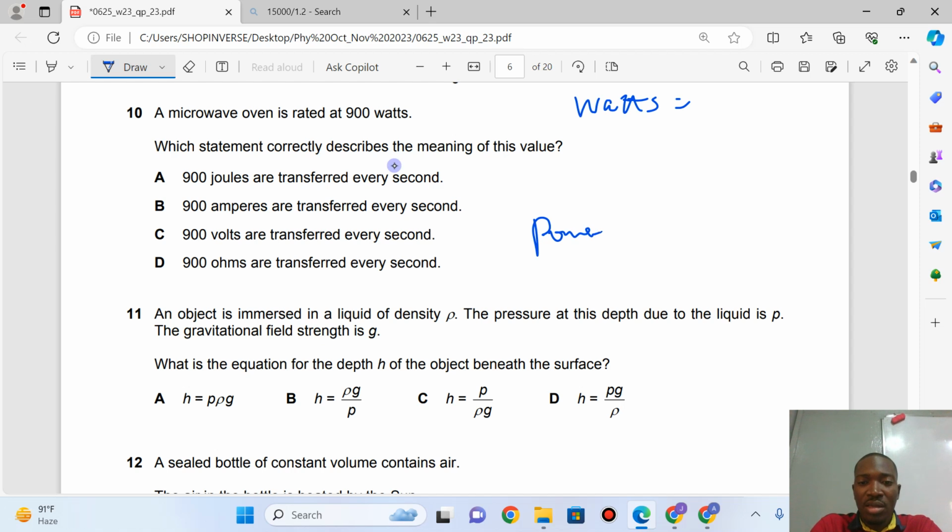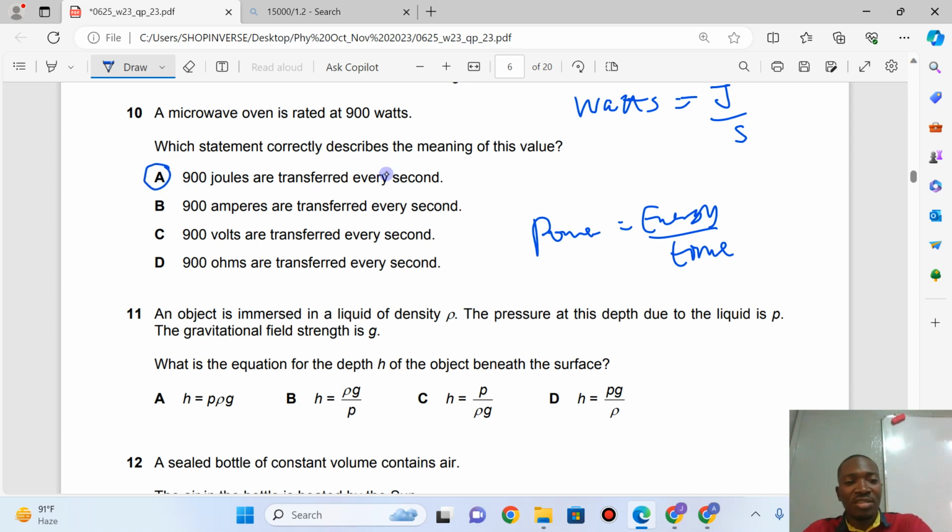Power is energy divided by time. What is the unit of energy? Energy is measured in joules. Time is measured in seconds. So what is joules per second? Okay. So 900 joules are transferred every second, joules per second. A is the correct answer to question number 10. We go straight to question number 11.